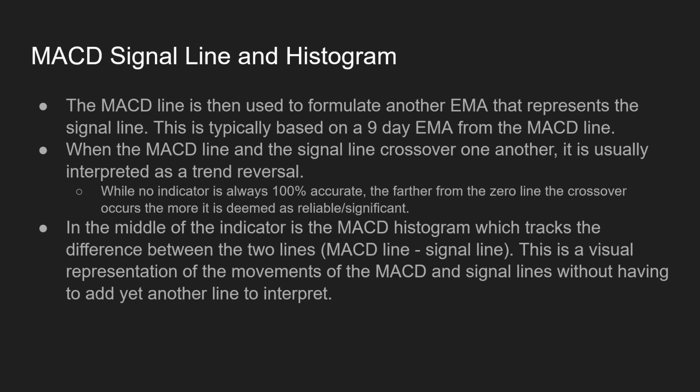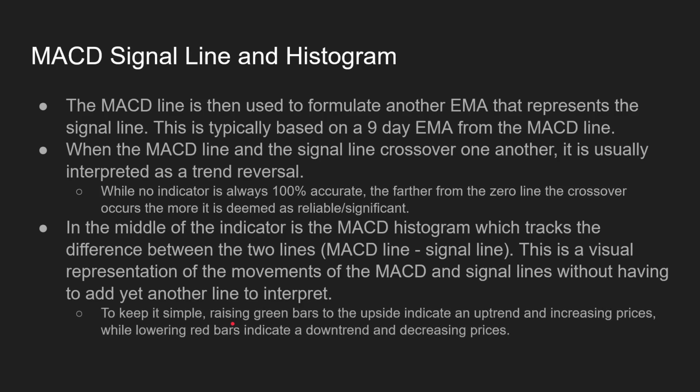Finally, the third part of the indicator, in the middle of the indicator, is the MACD histogram, which tracks the difference between the two lines. This would be the MACD line minus the signal line. This is a visual representation of the movements of the MACD and the signal lines without having to add yet another line to interpret. So now we're starting to look at not only averages over a period of time, not only averages of two periods of time and comparing them, but we're also taking another average of those two, a calculation of those averages, and then visually plotting that out in terms of the histogram.